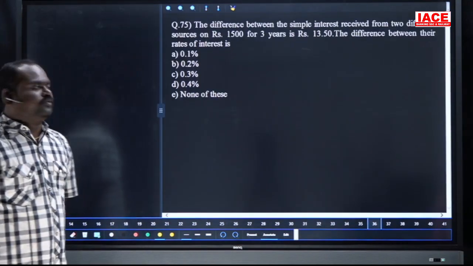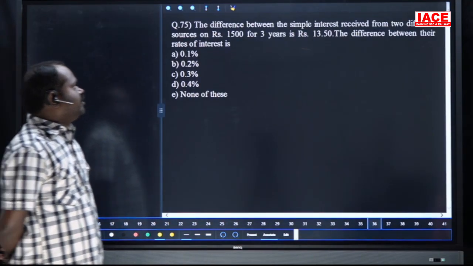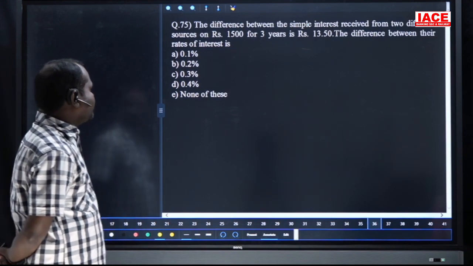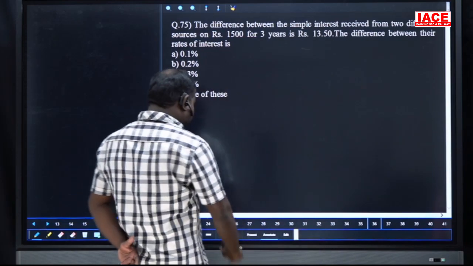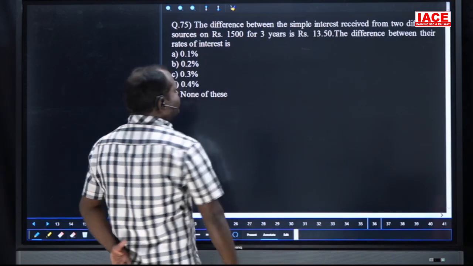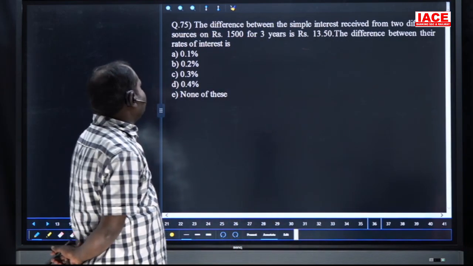Now we are looking at question number 75. The difference between the simple interest received from two different sources on 1500 for 3 years is 13.50. So the 3 years difference is 13.50. The difference between the rate of interest is?